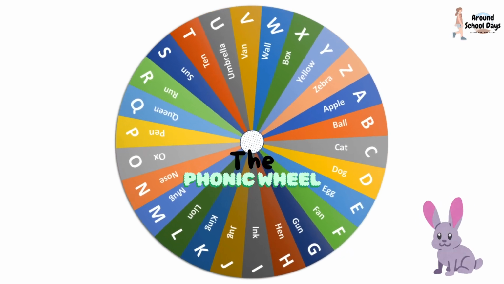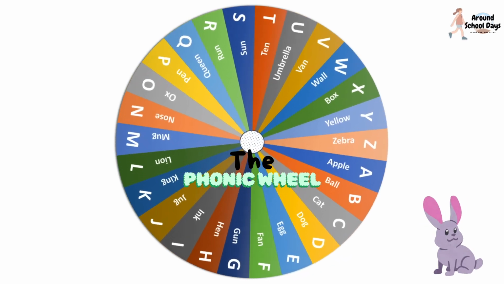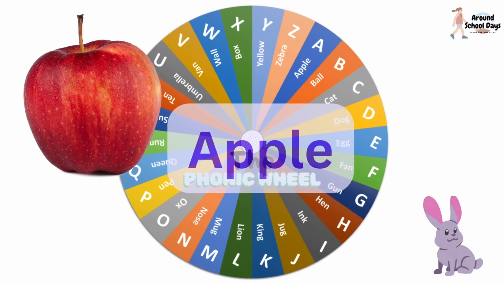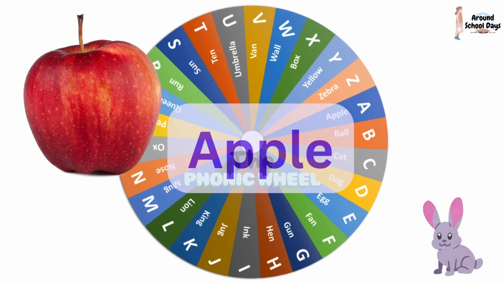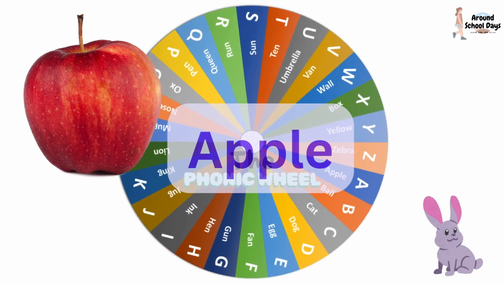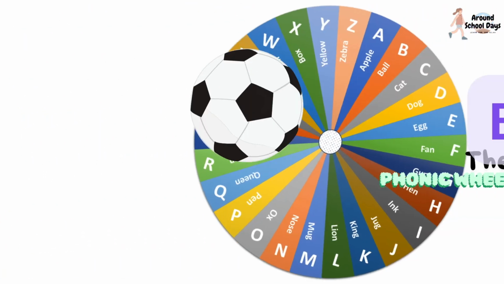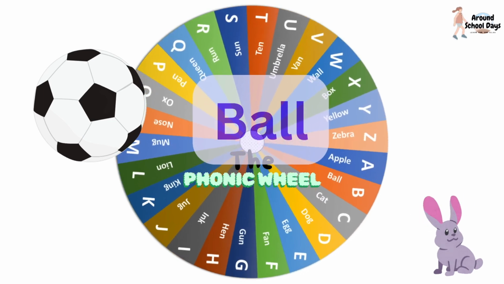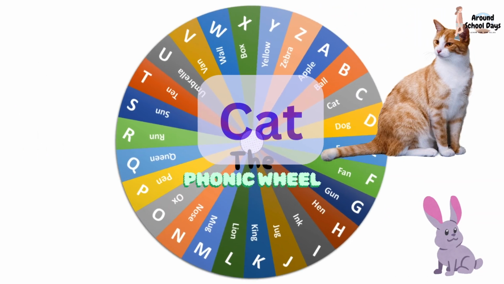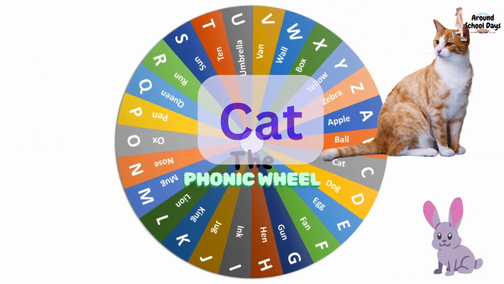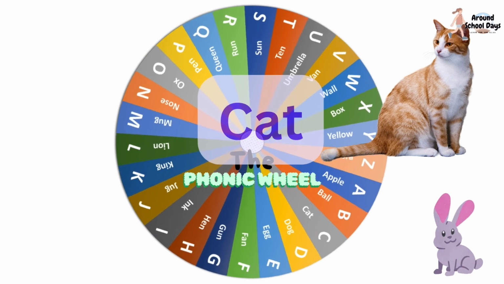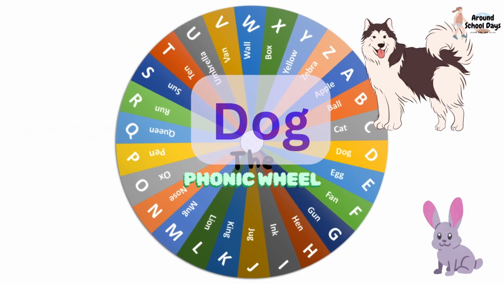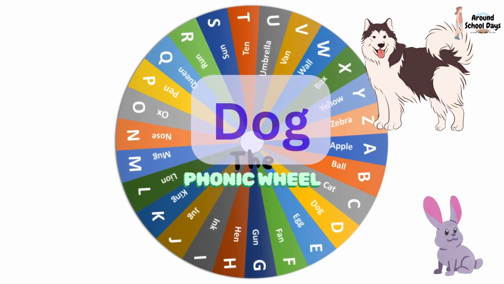Pronunciation sound refers to the actual sound produced when a word or letter is spoken. Here is how it sounds. A says A, as in apple. B says B, as in ball. C says K, as in cat. D says D, as in dog.